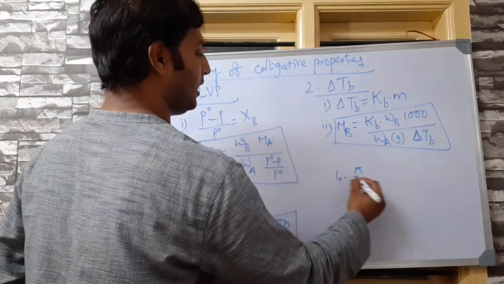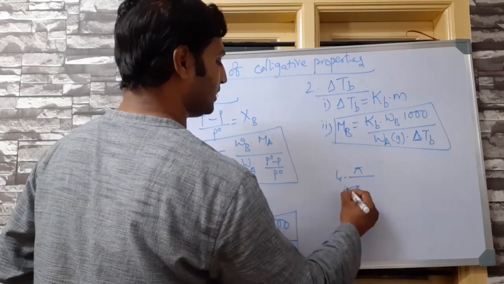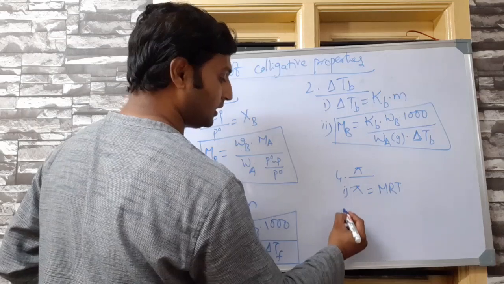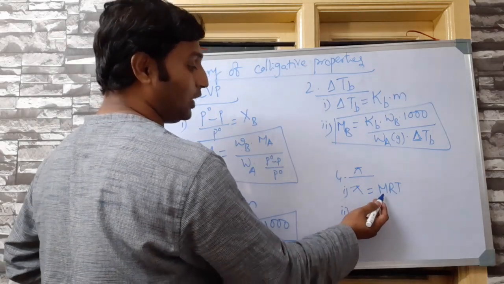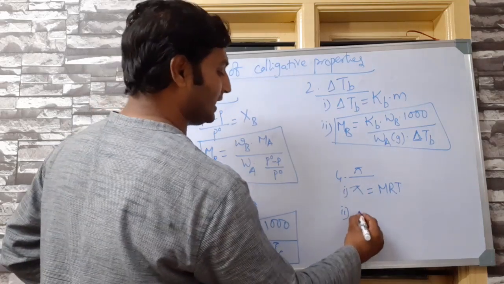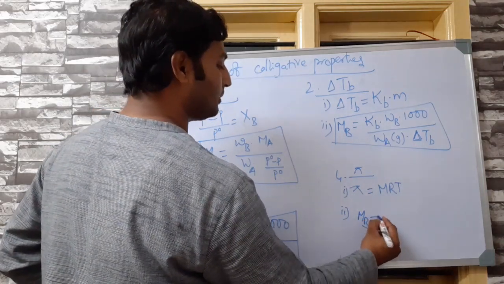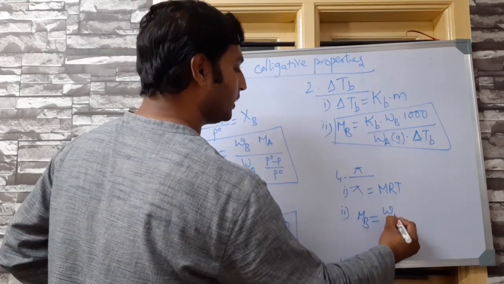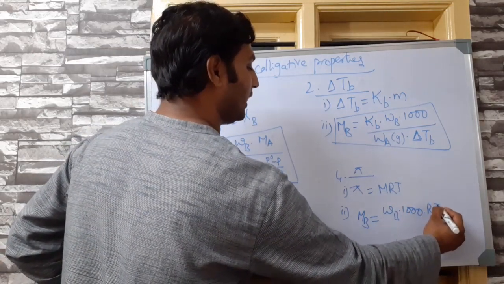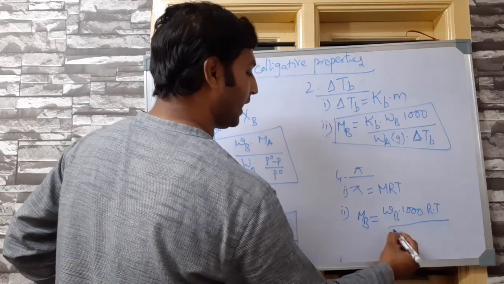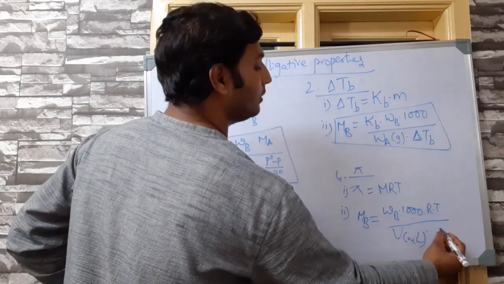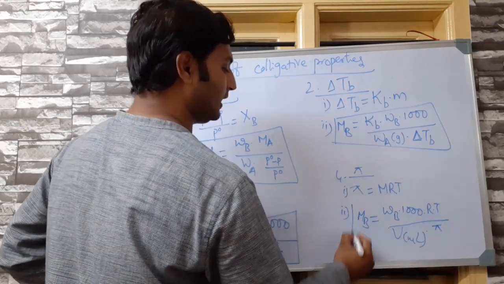Lastly, we got osmotic pressure. We understood that osmotic pressure pi is equal to MRT, the basic mathematical expression. Then by substituting the required values in the place of molarity and bringing molar mass of solute onto the LHS, you got molar mass of solute is equal to weight of solute into 1000 into R into T divided by volume of solution in milliliters into pi, that is osmotic pressure.